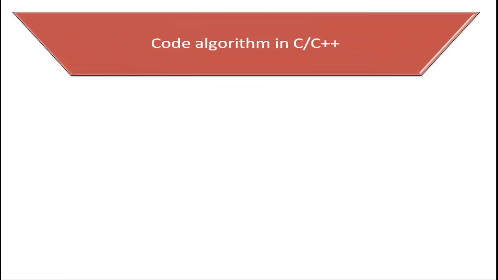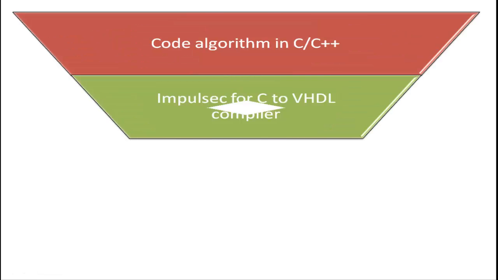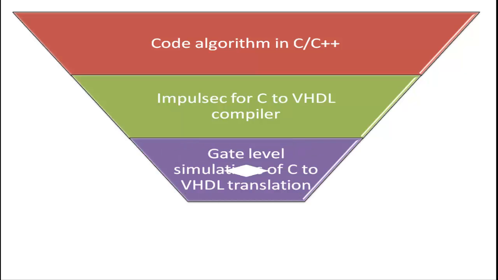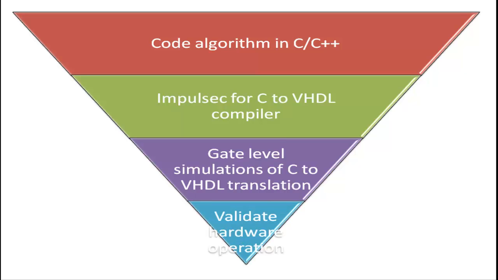And now, we will discuss how this FPGA works in the autopilot system. As you can see on the screen, this is a simple schematic diagram to describe the working principles of the FPGA. Basically, the system starts with the programming languages, and then goes to the VHDL compiler before going to the gate level simulations of C to VHDL translations. And right after the process, it goes for the validation of hardware operations.